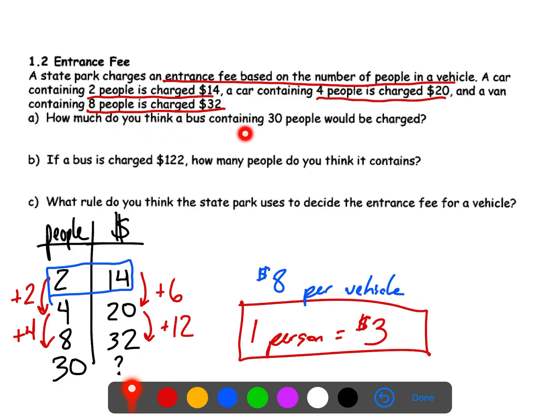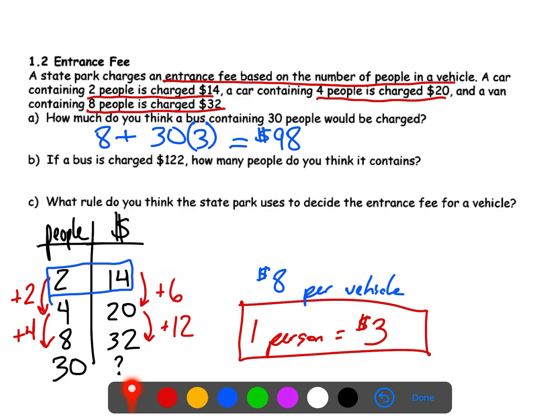So how much would a bus containing 30 people be charged? Well, assuming that they're charged the same $8 vehicle fee, we would take the $8 plus the 30 people each being charged $3. 30 times 3, that's $90. So in total, 90 plus 8 tells us what that bus should pay, $98. If a bus is charged $122, how many people do you think it contains?